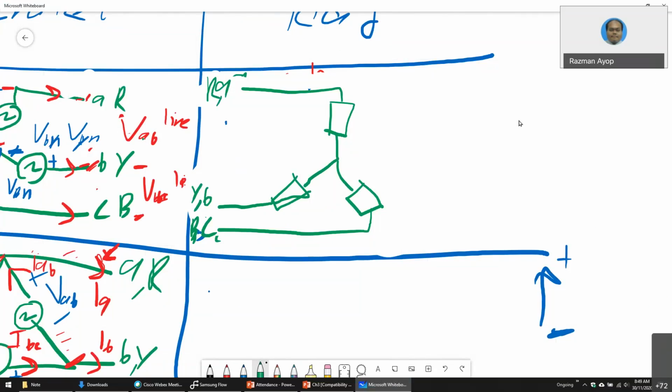And then for voltage, remember this is neutral, and neutral is always negative, negative, negative, positive, positive, positive. This one is VAN. Remember, V positive, negative. So this one is VBN, and this one is VCN.